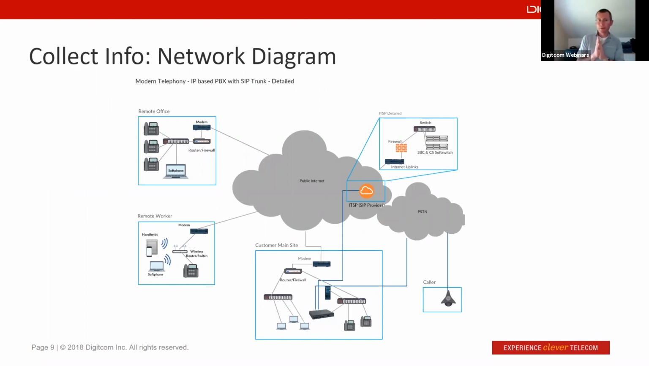Okay, so collecting information. The very first thing I want to talk about is a network diagram. This one's one that I put together. You can see I didn't miss my calling. I'm not an artist, that's for sure. So maybe the technical field is best for me. So here's a diagram that I put together.